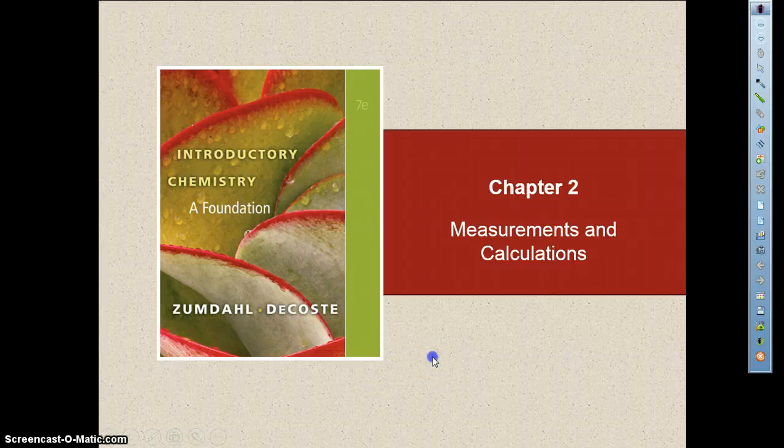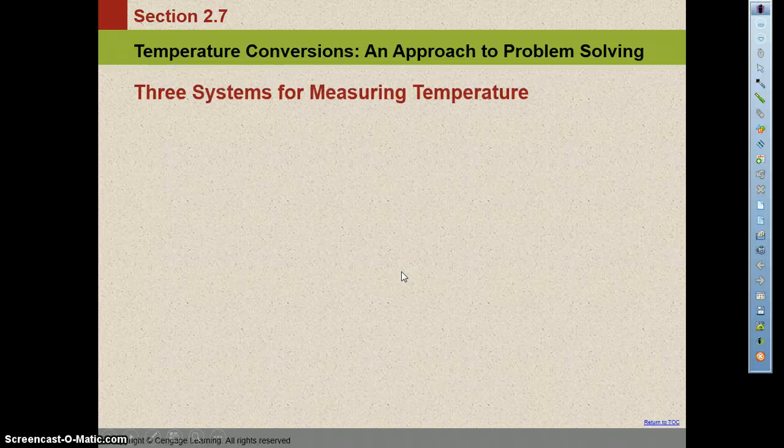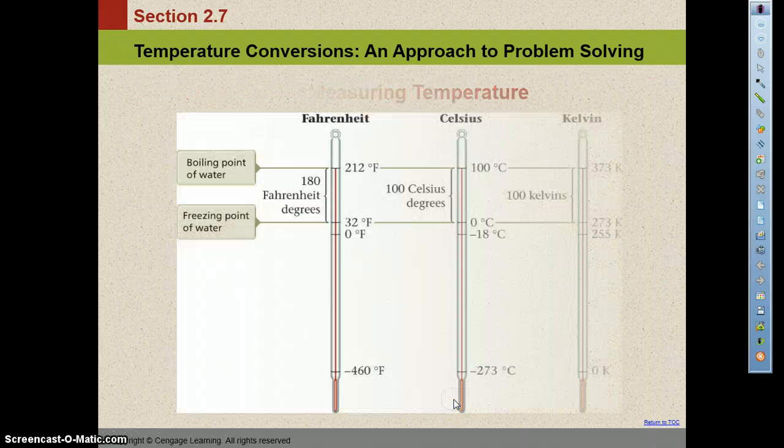All right, we're going to get into temperature conversions today, and that's in section 2.7. So we know that there are three systems of temperature measurement that you're probably familiar with. Two of them I know you are, the other I'm not so sure. One of them is Fahrenheit, one is Celsius, and those two are really familiar to you, I'm sure. And the third one is Kelvin, and Kelvin is what we're going to be using in chemistry class.